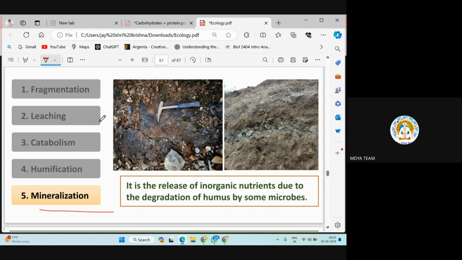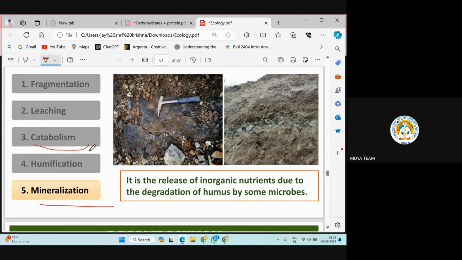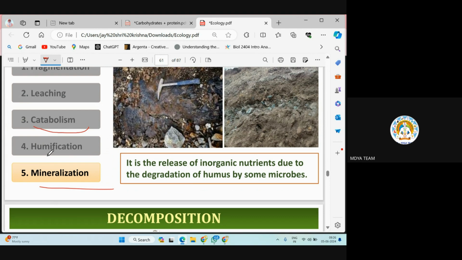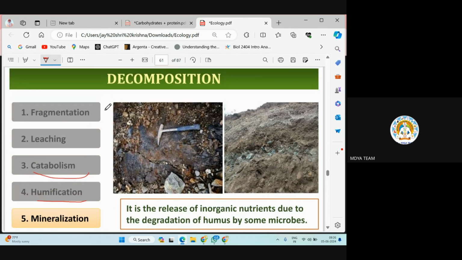First, they will convert that organic matter into a black colored amorphous solid, that is known as catabolism process, and the formation of that amorphous solid is known as humification. After some time, the humus will start decomposing. Slowly, the decomposition process will continue, and slowly all the minerals that are present inside that humus will also be released. So these are the 5 steps of decomposition.